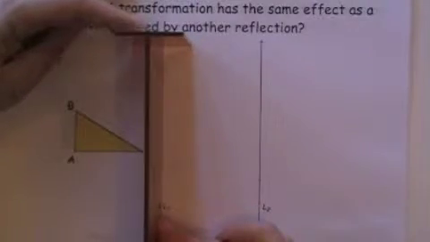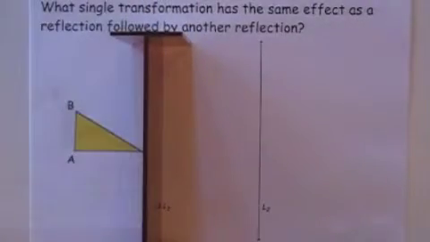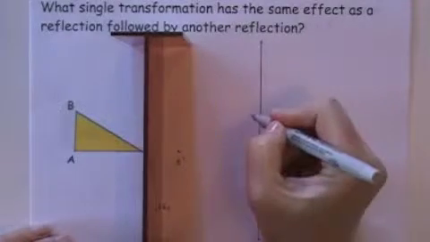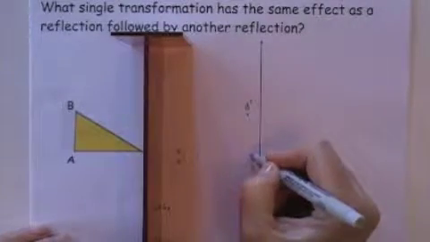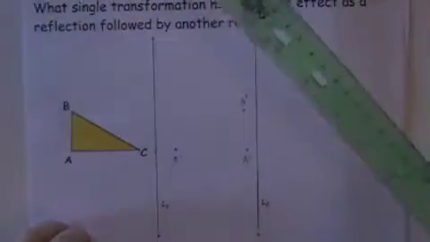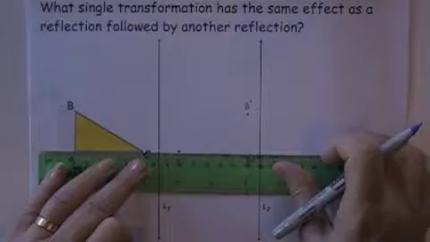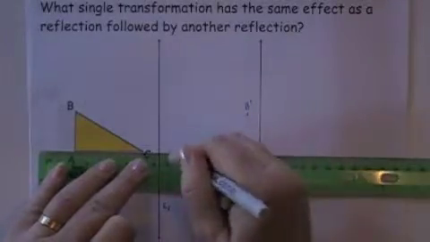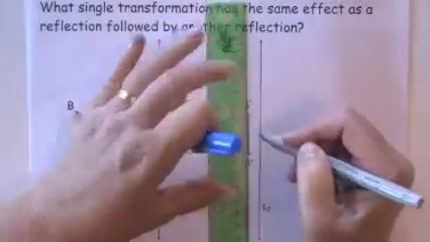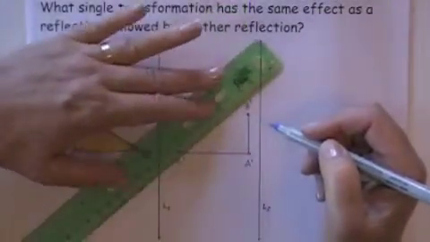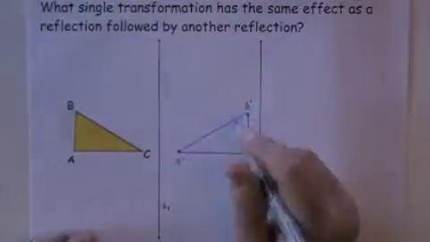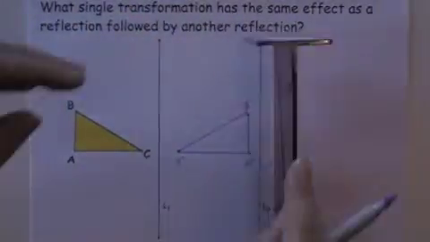And I'm placing my reflector here. I'm going to reflect points A, B, and C. There's C prime, there's B prime, and there's A prime. And then using my ruler, I'll connect those points. And then we'll take this triangle and reflect it along line L2.